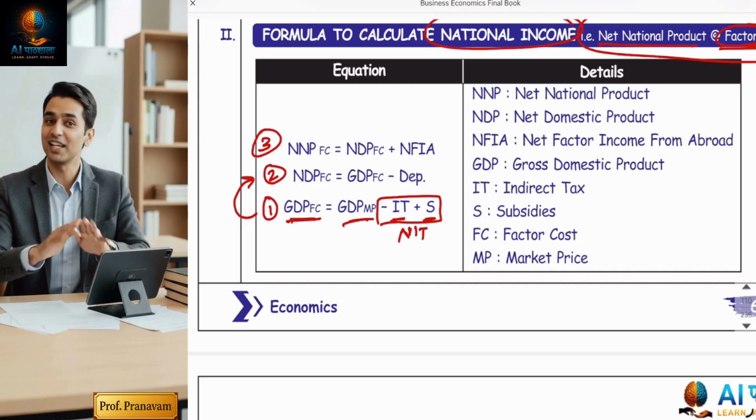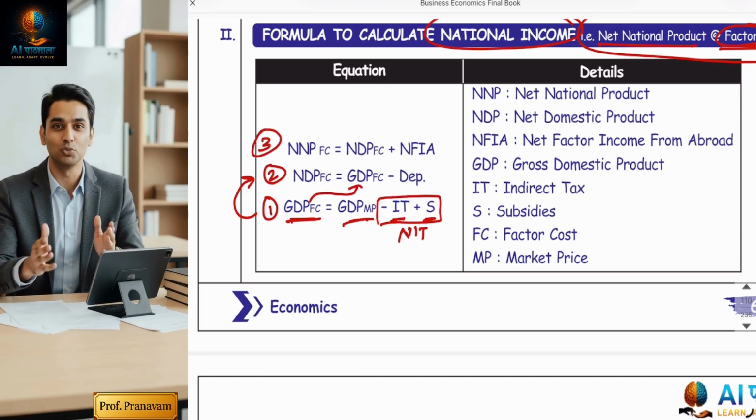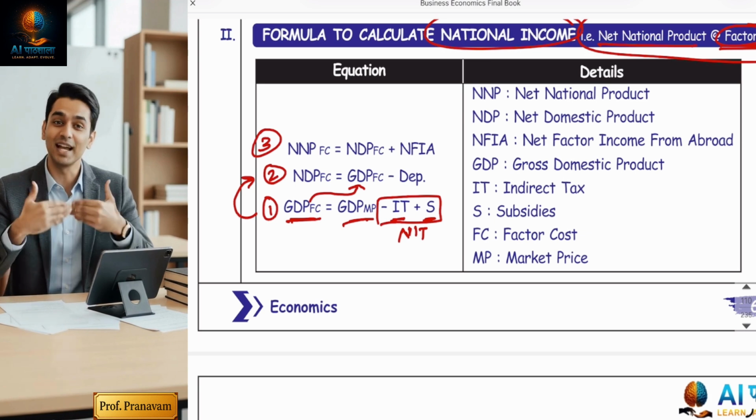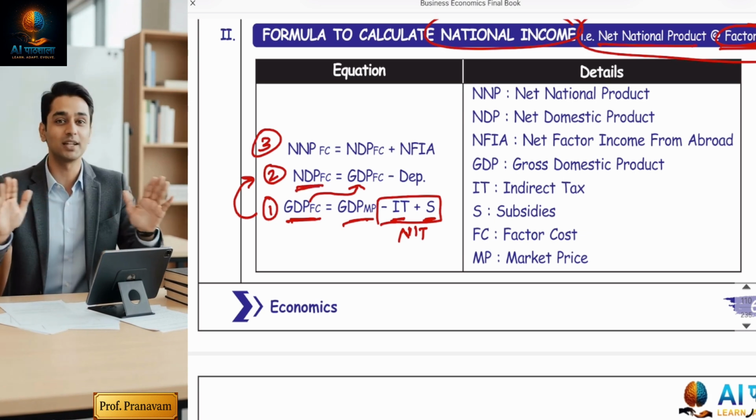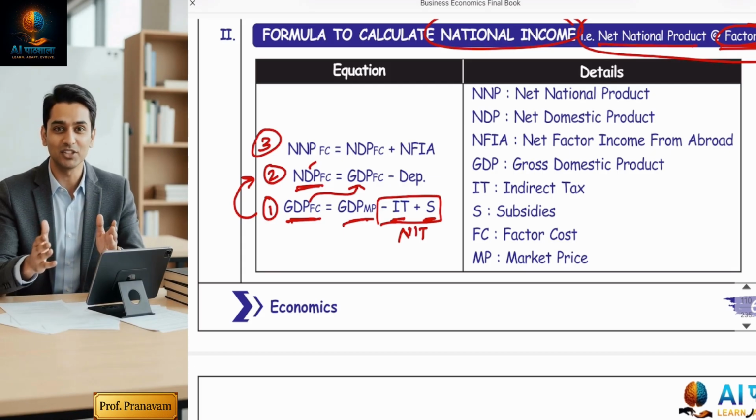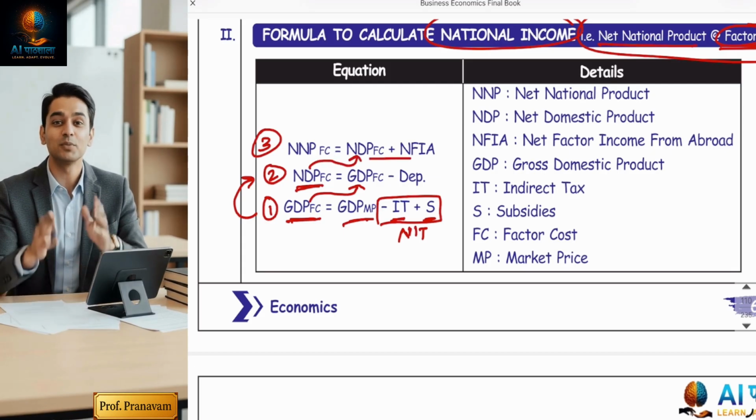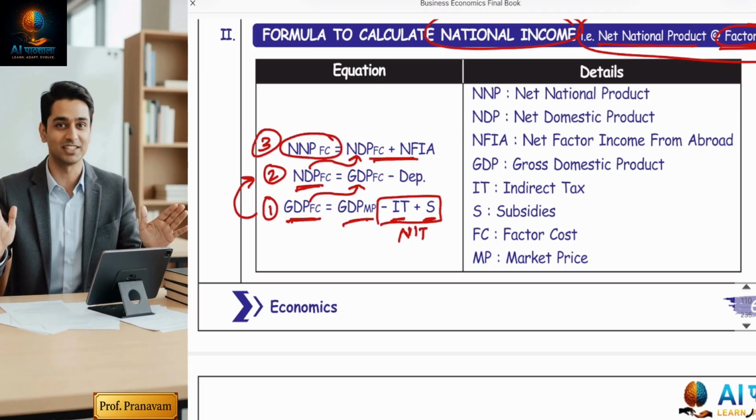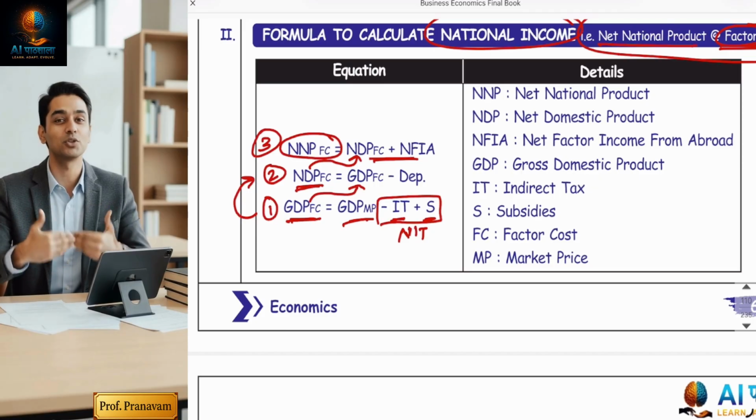Okay, I got my GDP at factor cost. When out of GDP at factor cost I reduce depreciation, I get NDP at factor cost, net domestic product at factor cost. And when I add NFIA to NDP at factor cost, I get NNP at factor cost, that is net national product at factor cost.